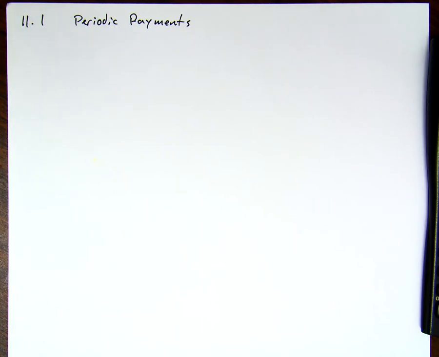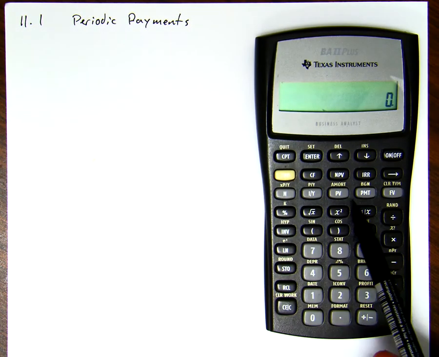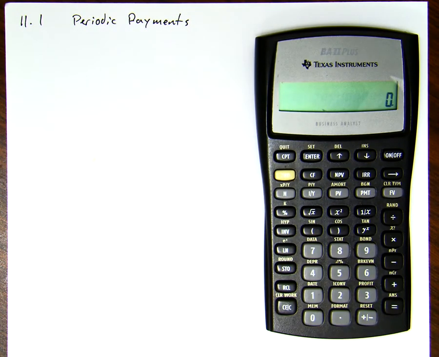Okay, looking at Chapter 11, we're going to take our annuities and calculate the periodic payments for our annuities. So on our calculator, we're going to be calculating the values in our payment button. Up until now, they've only been inputs. Now we're going to get them as an output.